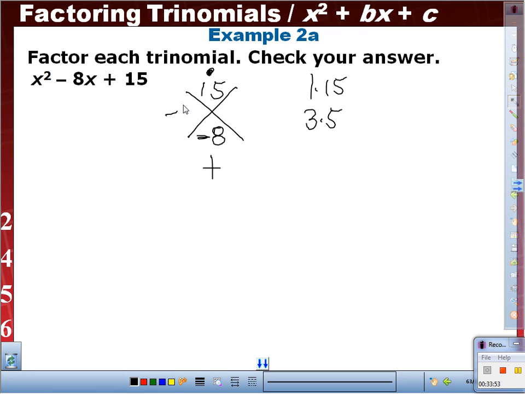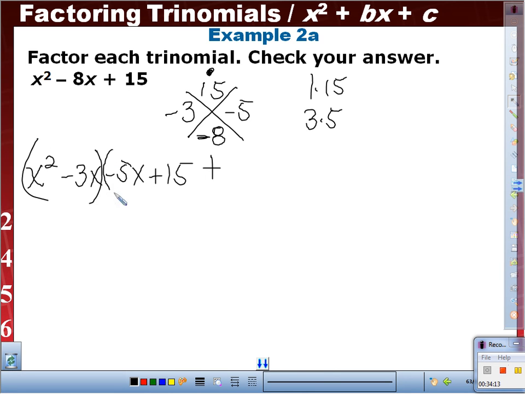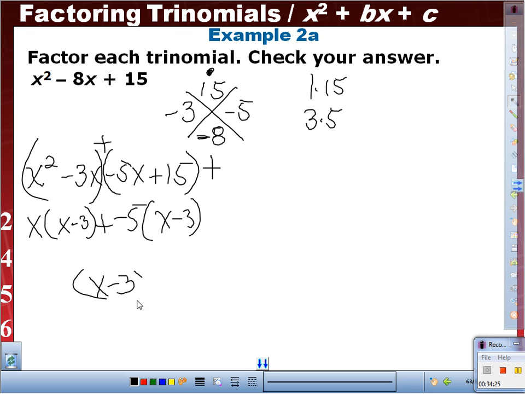What is it? Negative 3 and negative 5. Negative 3 times negative 5 is positive 15. Negative 3 plus negative 5 is negative 8. So my new polynomial is x squared minus 3x minus 5x plus 15. Group. Don't forget to include this negative in the second parenthesis and put a plus. X minus 3. This is negative 5. X minus 3, my factors are x minus 3, x minus 5.